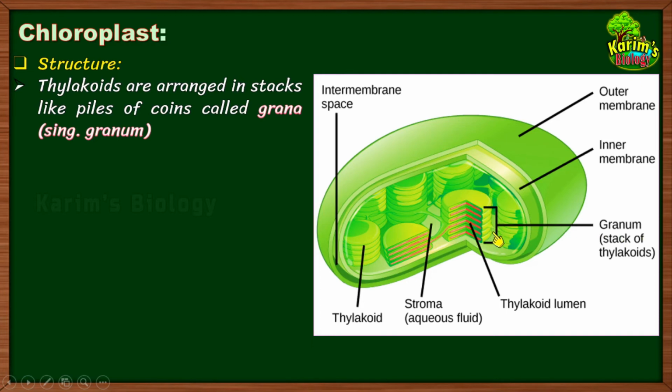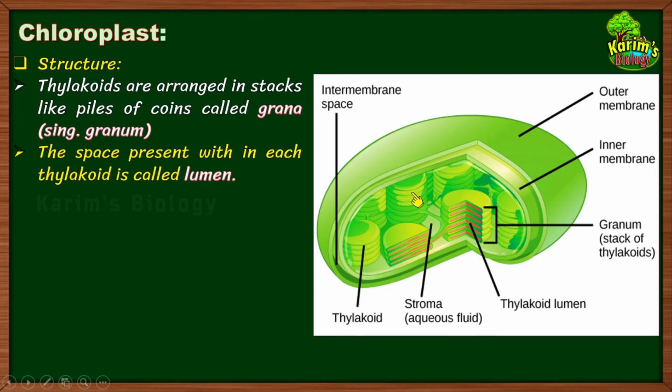You can see here, this complete bundle, these sac-like structures called thylakoids arranged one above the other. So this stack of thylakoids is called a granum. Granum is singular, grana is plural. So within the stroma of this chloroplast, you can see many grana. This is one granum. There is another granum here, another granum here. There is one more granum. Like that, several grana are present within the stroma of the chloroplast.